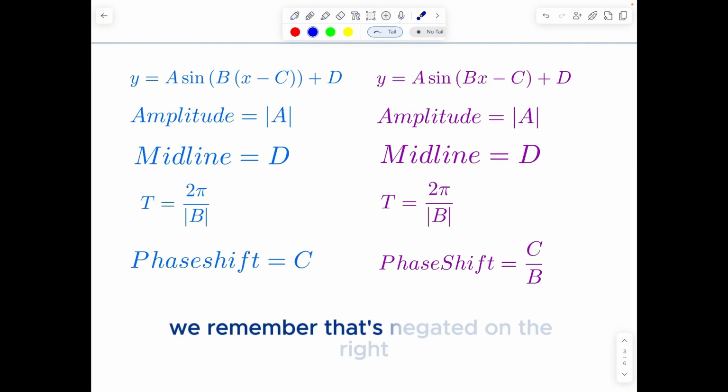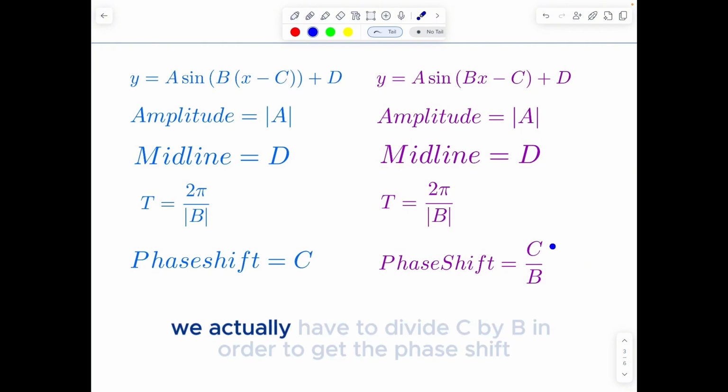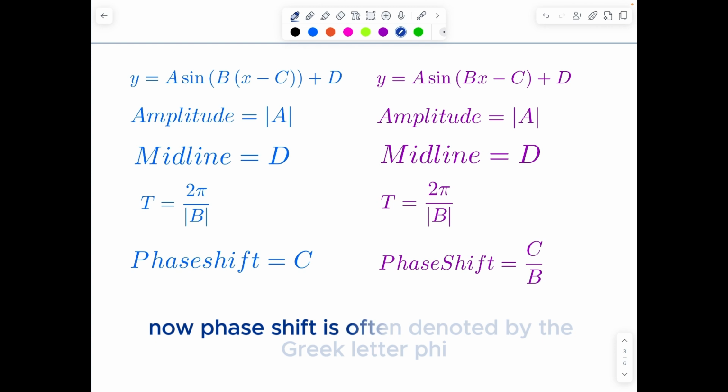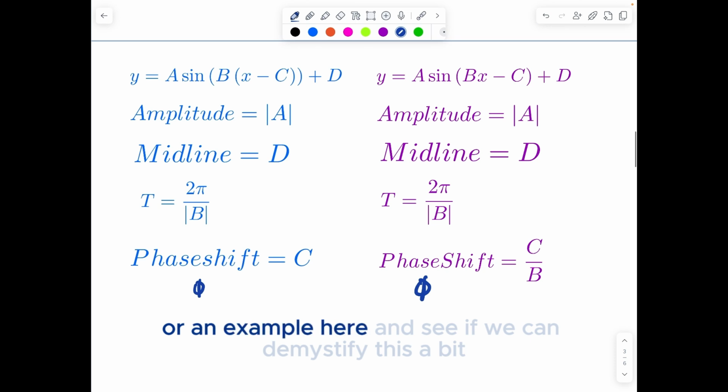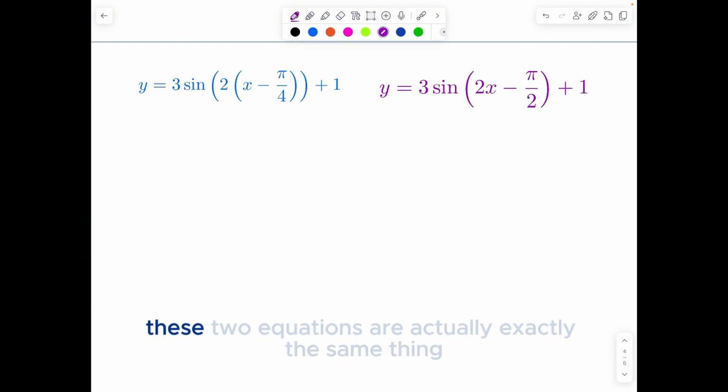We'll remember that's negated. On the right, we actually have to divide c by b in order to get the phase shift. Now, phase shift is often denoted by the Greek letter phi. And we're going to go through an example here and see if we can demystify this a bit. If we look at these two equations, they are actually exactly the same thing.